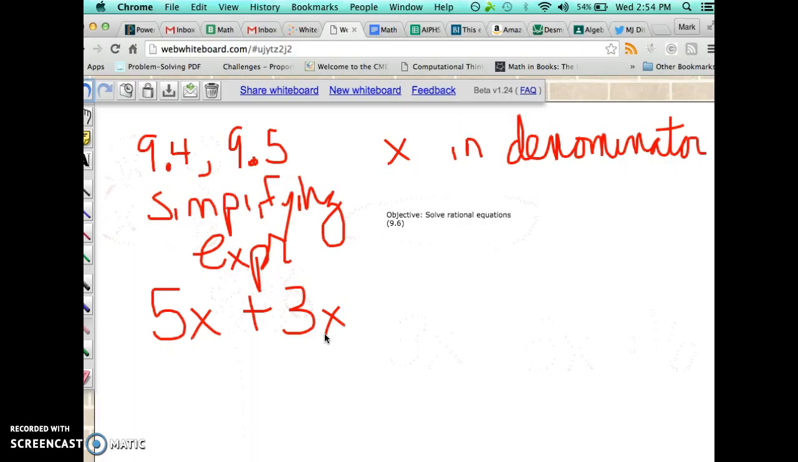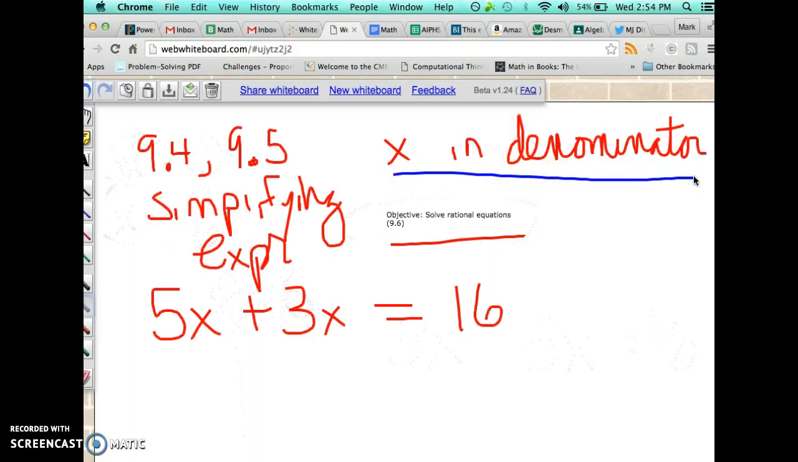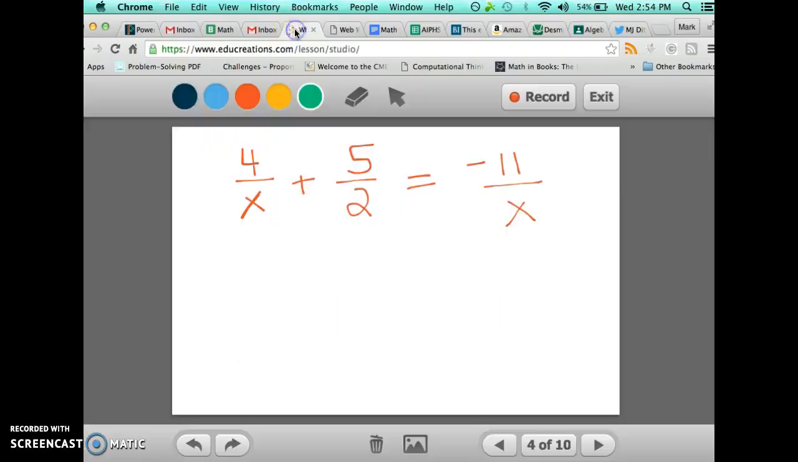So we had to focus on how to simplify an expression like that. But then once we learned to do that, then we started solving equations with that in it. So once we know how to simplify the expressions, then we can solve the equations. Now that we have x in the denominator, it's maybe a few more steps, but it's basically the same idea. So here's our first example.